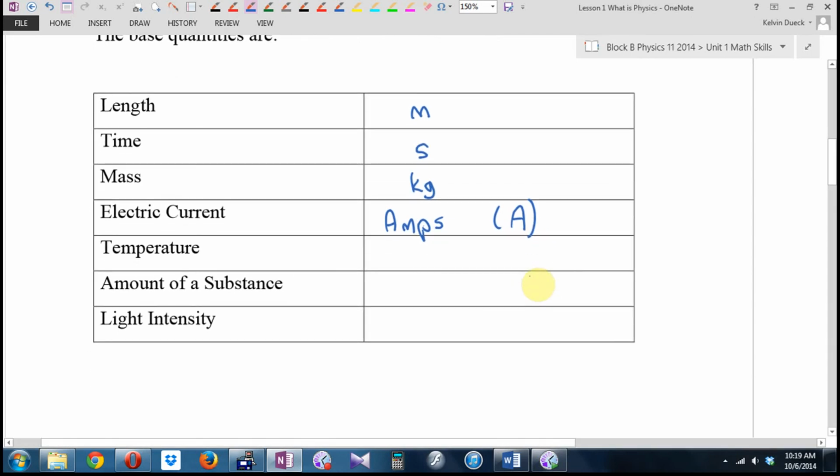Temperature. What do we measure temperature in? Degrees, except there are several different scales. There is degrees Fahrenheit, US. There is degrees Celsius, which is the metric system, but which is not the SI standard. There is degrees Kelvin, or degrees lowercase k.